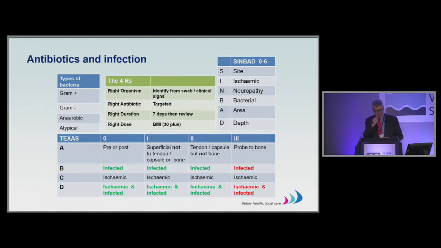So we utilise within podiatry and the diabetic foot 2 tools. We utilise the Texas tool, which is a grading system, and the B level is the infection, and D is infection and ischemia, and it gives a depth, and it gives a prediction, in essence, of what's going to happen to that foot. And then we use the Simbad score, which gives a prediction of healing. And then you've got the 4 R's: the right organisms, the right antibiotics, the right duration, and the right dose.